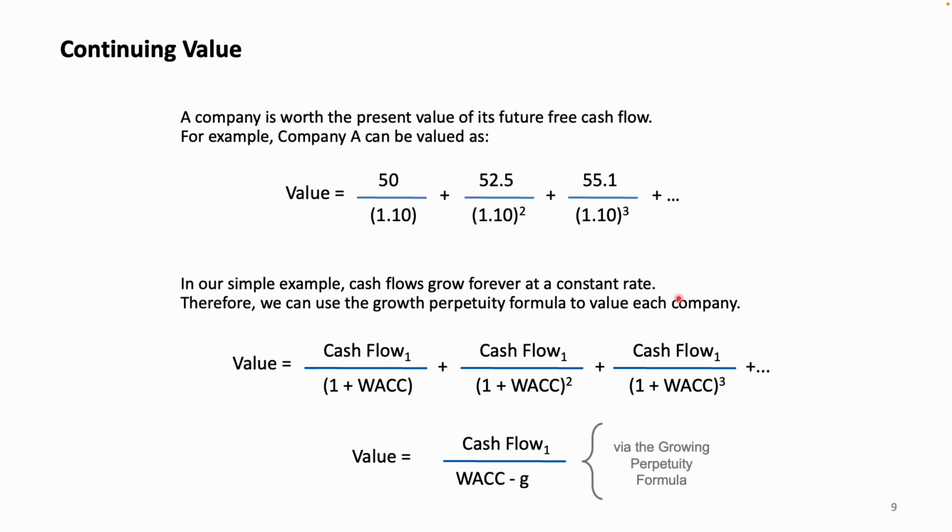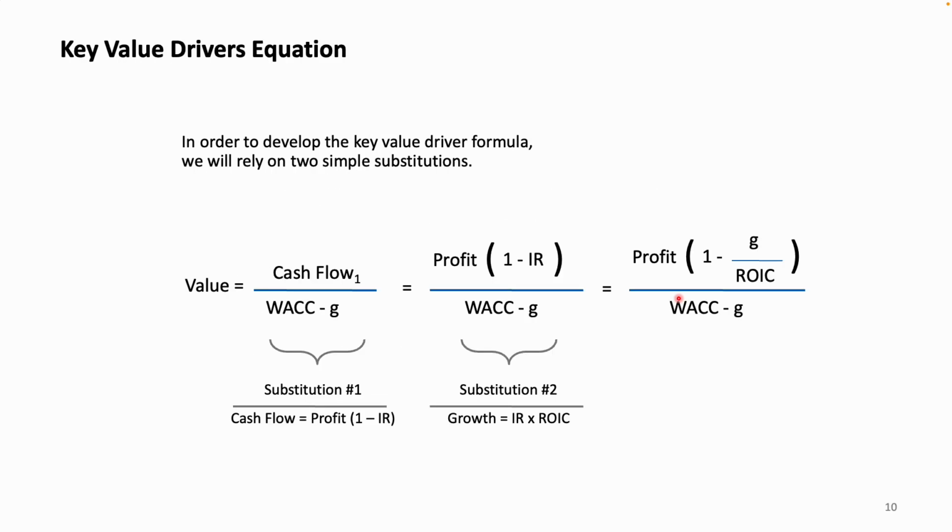So McKinsey said, we're going to try and make this a little better. Not perfect, but a little bit better. So what they did is they created what they call the KVD equation, key value driver equation on the right here, which is just a rearranged growing perpetuity. And they made two substitutions to do this.